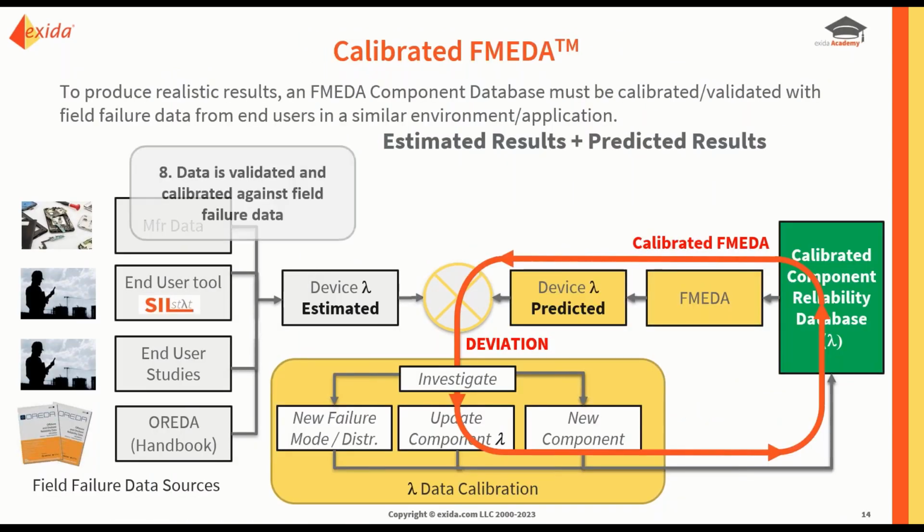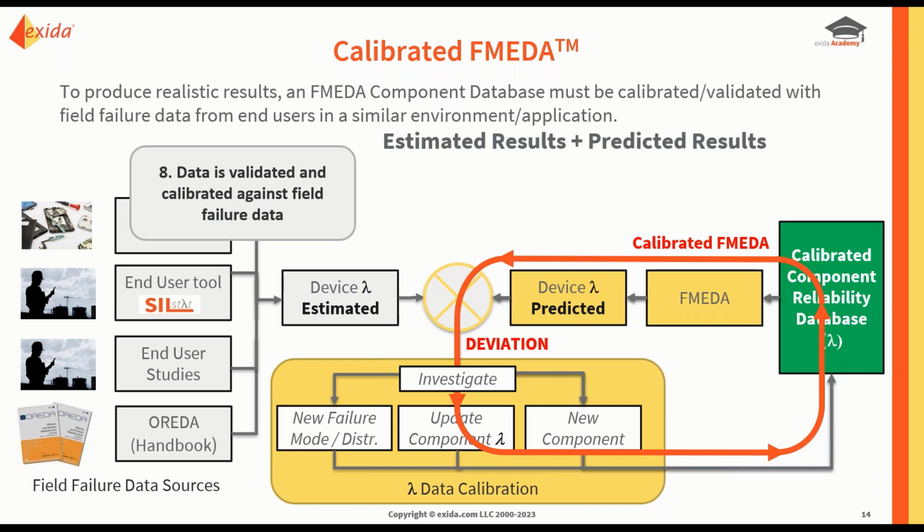Next then, as I said, we need to make sure that the data in our database for the components is calibrated. To produce realistic results, the FMEDA component database must be calibrated and validated with field failure data from end users in a similar environment or application. Generally, after we do our FMEDA, we get a predicted failure rate for the device. This then over time is compared to field failure data sources such as end user studies, SILSTAT or OREDA.